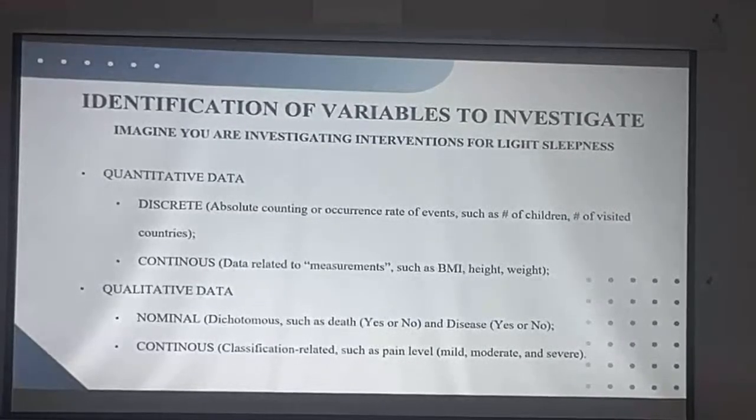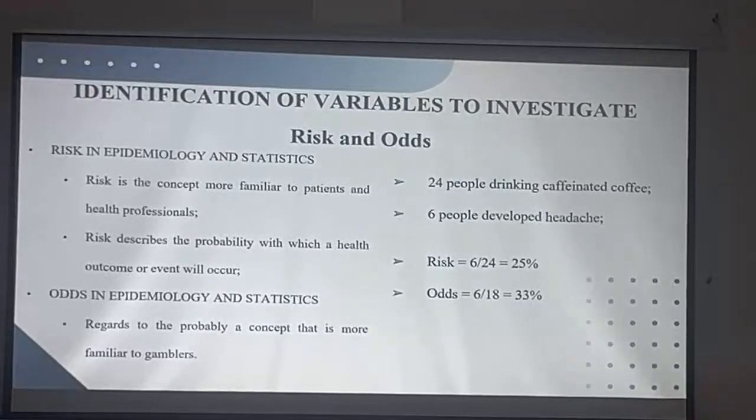But they do exist. So after understanding these variables, today we're going to focus on two important types of variables. One is the concept of risk. And I really wish I had the list of names so I could call someone to let me know what's risk and odds. But risk relates to, well, I'm going to read because it's important to read. So risk regards the concept more familiar to patients and healthcare professionals and describes the probability with which the health factor will occur.